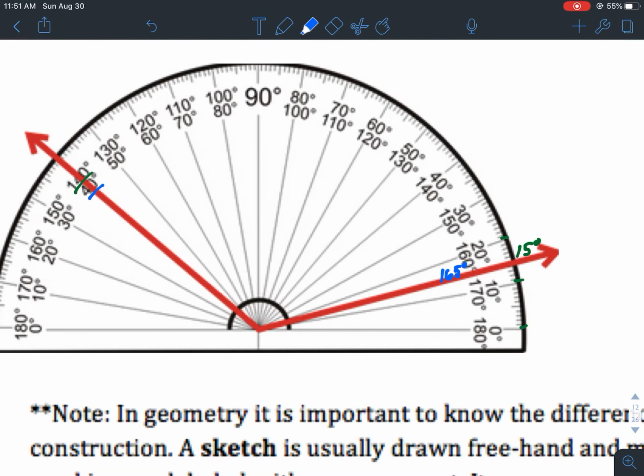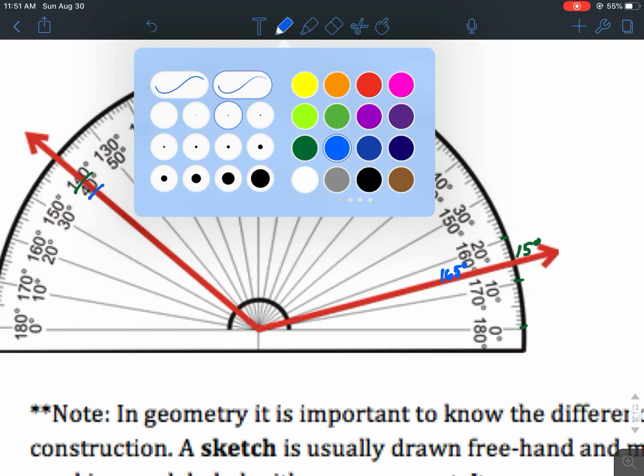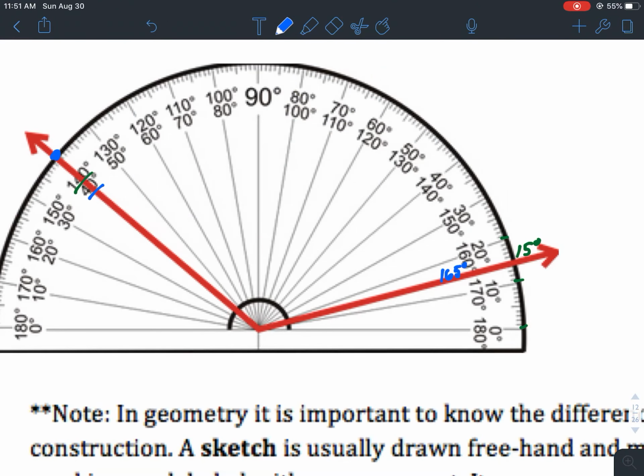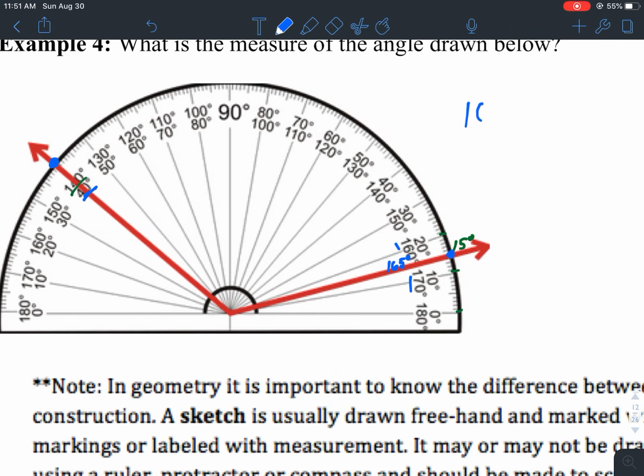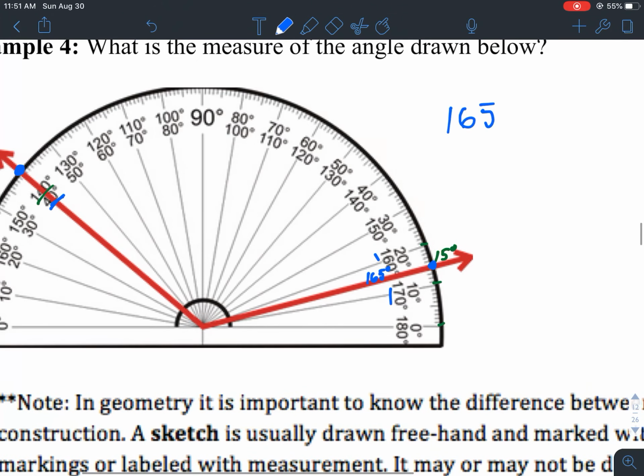So this ray up on the left side intersects the protractor at 40 if I'm looking at the bottom set of numbers. And if you take a look at the right ray, it intersects in between 160 and 170, so 165. We can use this information and find the difference to find the measurement of this angle. So 165 minus 140 equals 125. So that is the measurement of that angle. Wow, that 5 looks weird. 25.